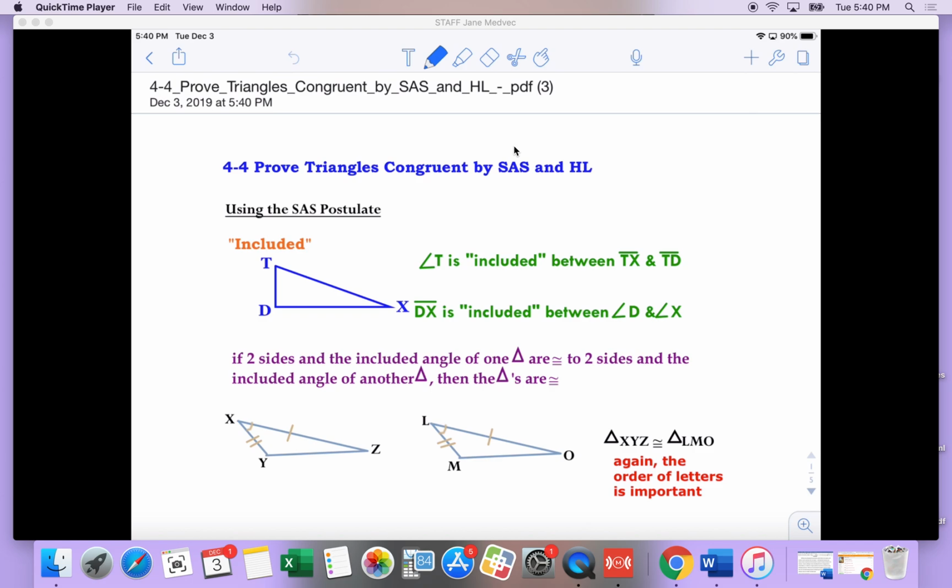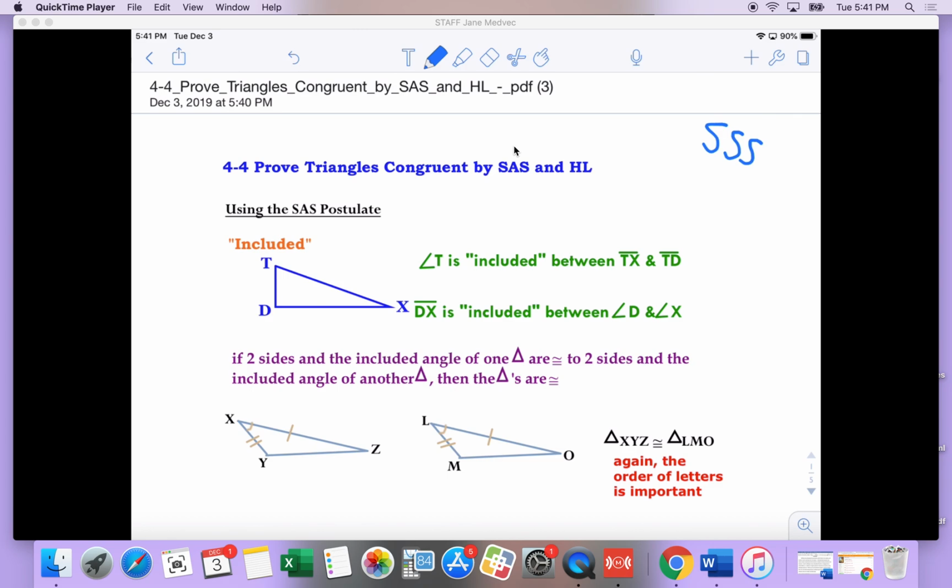Going to do is we're going to move on to section 4.4. We're going to prove triangles are congruent by side, angle, side, and HL. Yesterday, we took a look at one way to prove that triangles are congruent, and that was side, side, side. So if you remember that, if I had one triangle and another triangle, as long as all the sides were congruent to the other triangle with their corresponding parts, then the triangles were congruent.